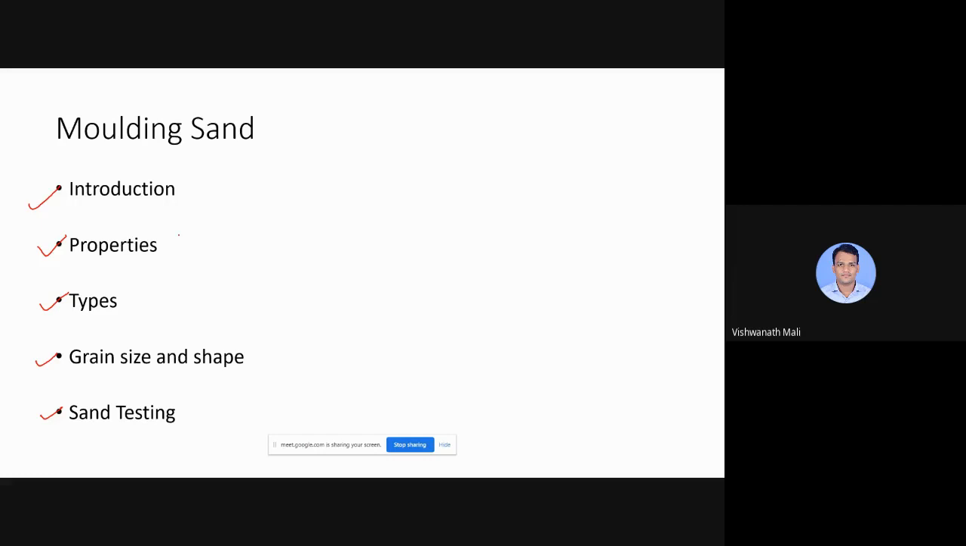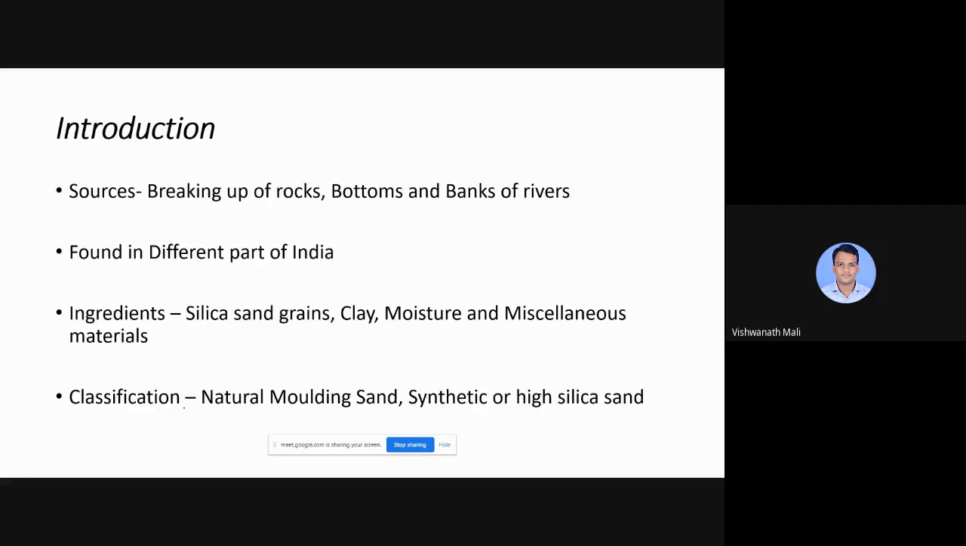So what properties do we require? Whether the molding sand contains those properties, how will we come to know? By testing that particular sand. How to test that, we will see. So with the first topic, that is introduction: how do we get the molding sand? Generally, we get molding sand due to the breaking of rocks.